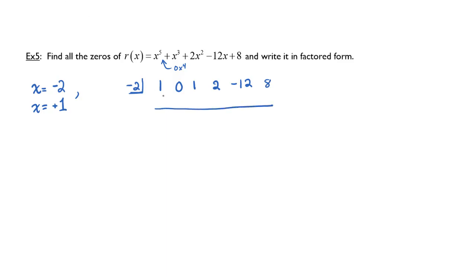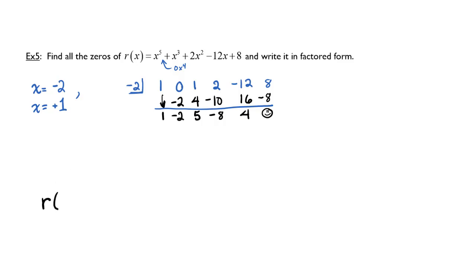Dropping my 1 down, I will have -2 times 1 is -2, 0 plus -2 is -2, -2 times -2 is 4, 1 plus 4 is 5, -2 times 5 is -10, 2 plus -10 is -8, -2 times -8 is +16, -12 plus 16 is +4, -2 times 4 is -8, and indeed I do get a 0 at the end. Since my remainder is 0, that tells me that -2 is a factor of r of x.